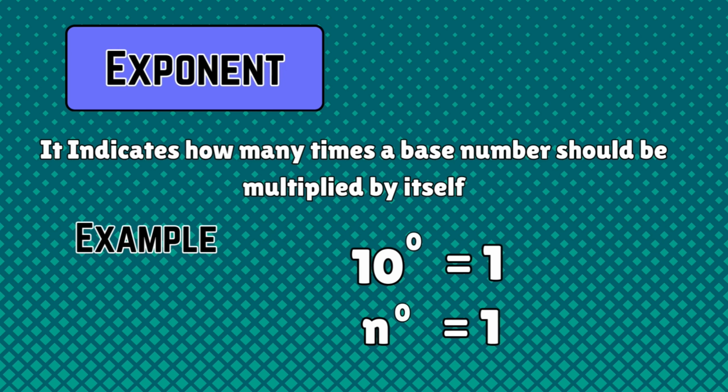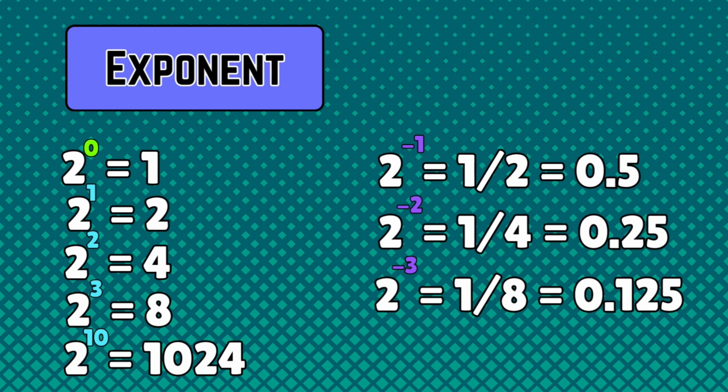Remember, if a number has 0 as exponent, its value will be 1. You can see some more examples here. By the way, an exponent which is negative represents the inverse of the base.